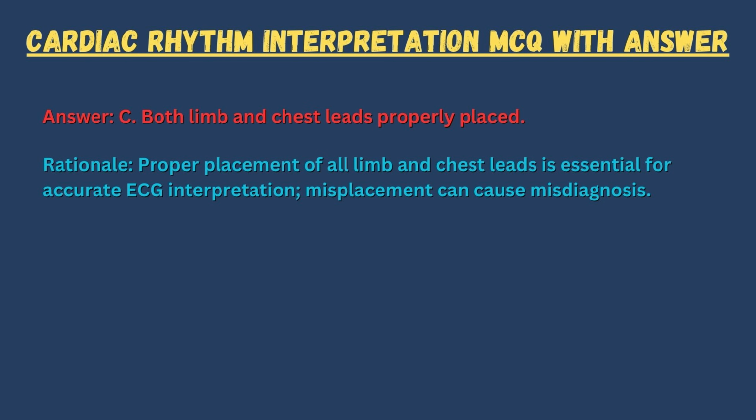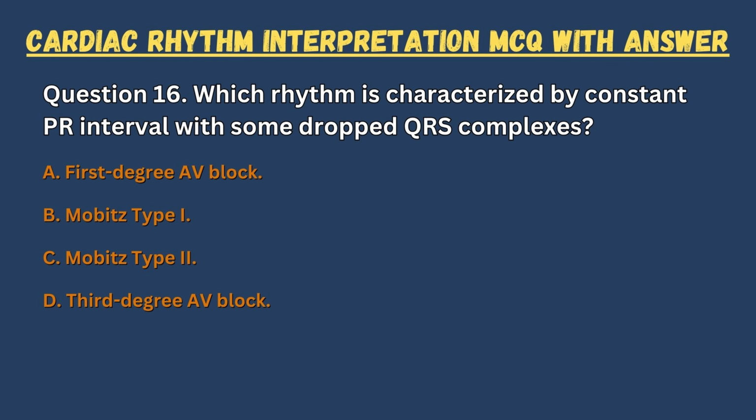Answer: C. Both limb and chest leads properly placed. Rationale: proper placement of all limb and chest leads is essential for accurate ECG interpretation. Misplacement can cause misdiagnosis.